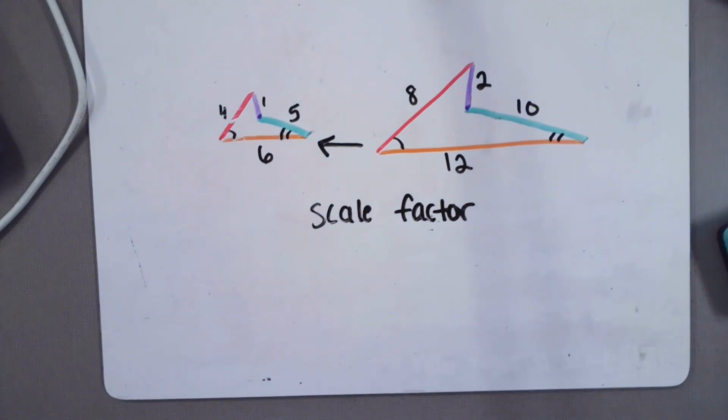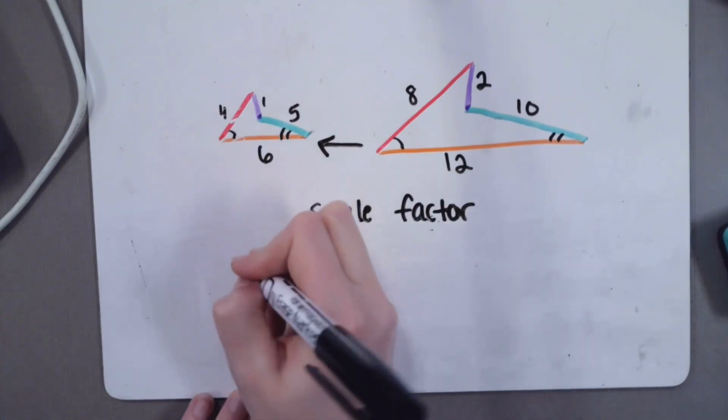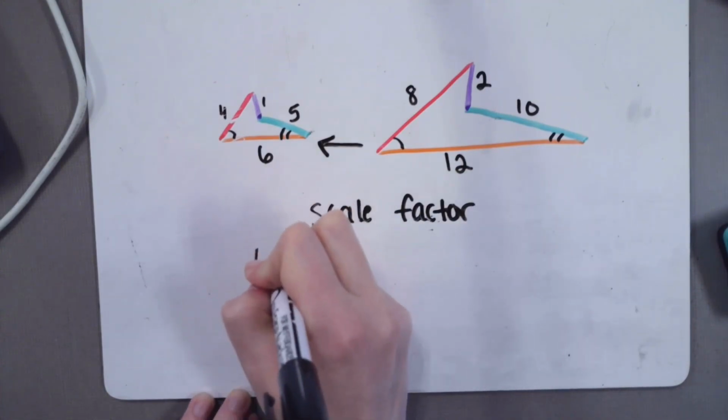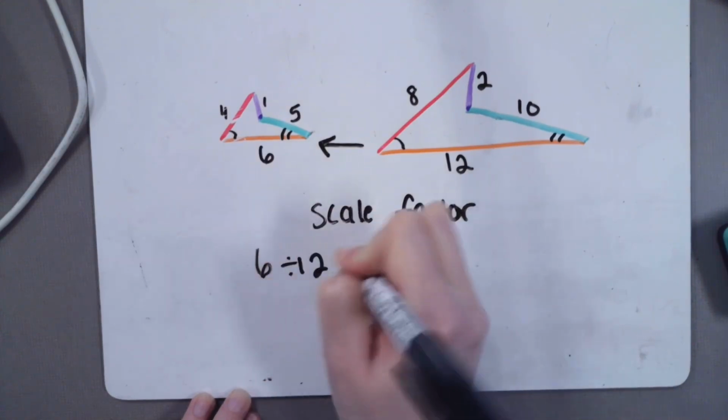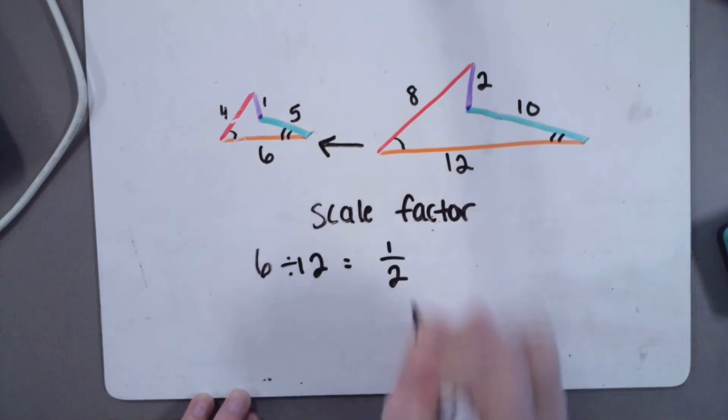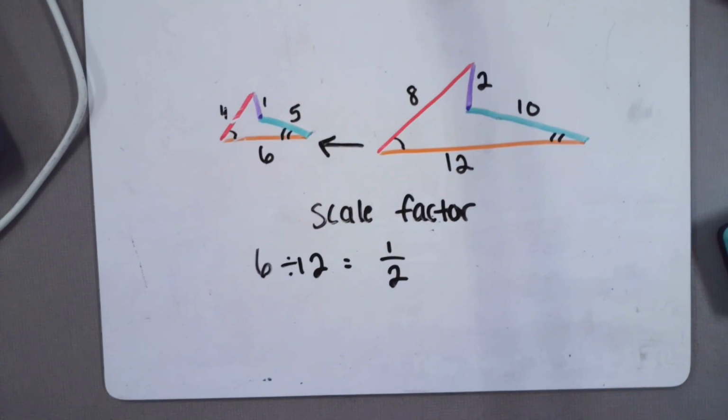In this example, it's pretty easy to find the scale factor in our heads, but it's not always going to be such nice numbers. So in order to find the scale factor, all you have to do is divide the sides of one figure by the sides of another. So for example, if I wasn't sure what the scale factor was here, I could do 6 divided by 12, and that gives me 1/2, and that's my scale factor.